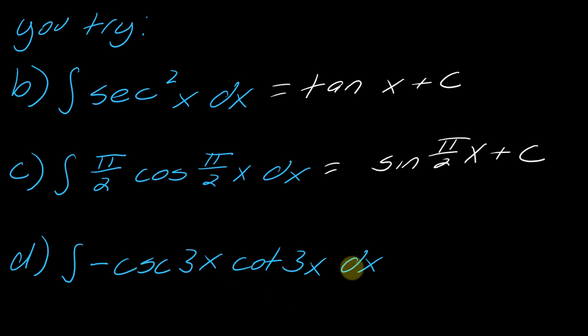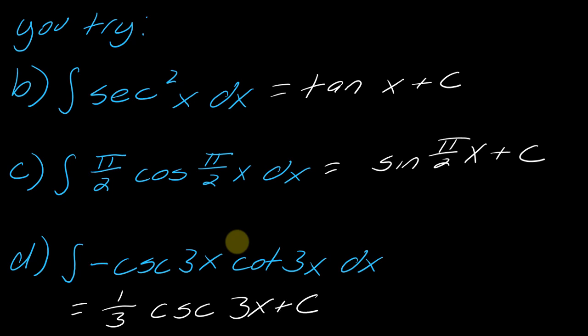Okay, now for this last one, this is going to be 1 over 3 cosecant of 3x plus c. So now in this case, there's no number in front here, so that tells me that when I took the derivative of this, the constant fell out. So you've got to have the 1/3 in front here.